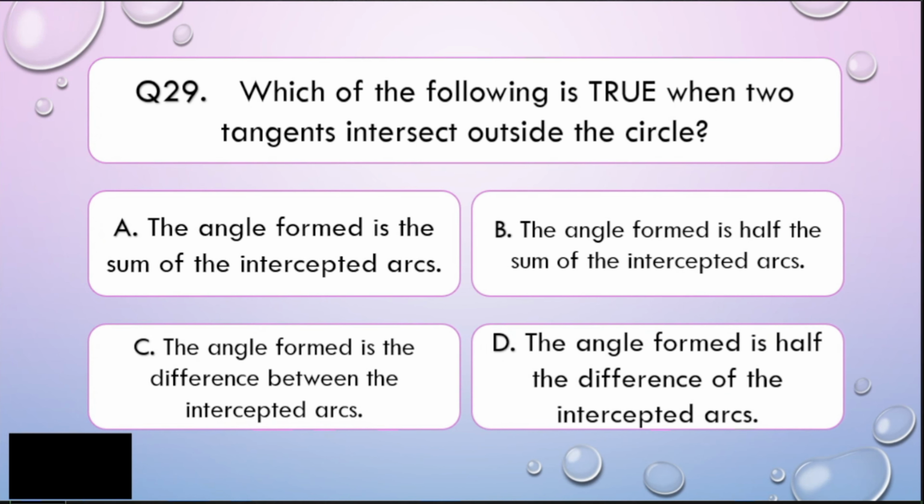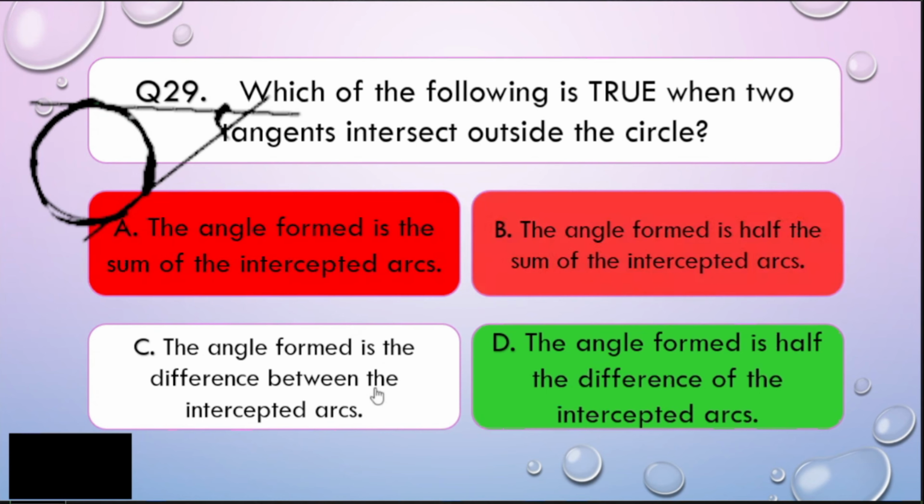Alright, my dear math learners, this scenario goes like this. Let me just give you a scenario. That circle is like this, and then we have two tangents, and another tangent is here. So what do you call the angle here? How do you get that one? Basically, my dear math learners, you just get this bigger arc, subtract the smaller arc, and then divide it by 2. So half of the difference of the two arcs. So that is letter D. Alright. Easy, right? Very easy, my dear math learners.